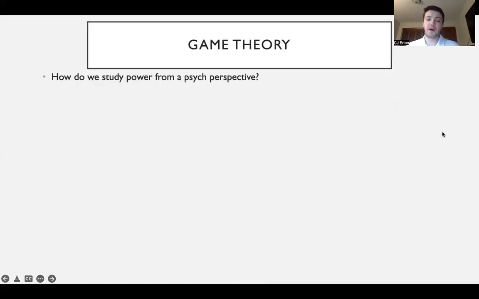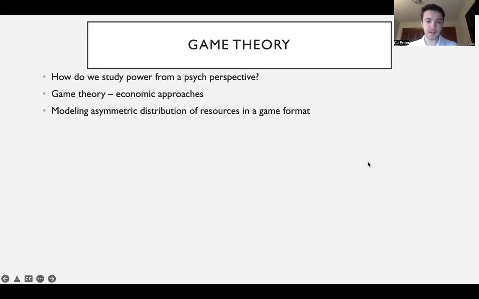Now getting into, so we've talked about different types of power. How do we, from a psychology perspective, study power? Well, one of the main ways, and one that's gaining more and more popularity, is that of game theory. So this is part of an overall more broad economic approach. And what we can do in game theory is model asymmetric or symmetric distribution of resources in more of a game format that we can actually study here.